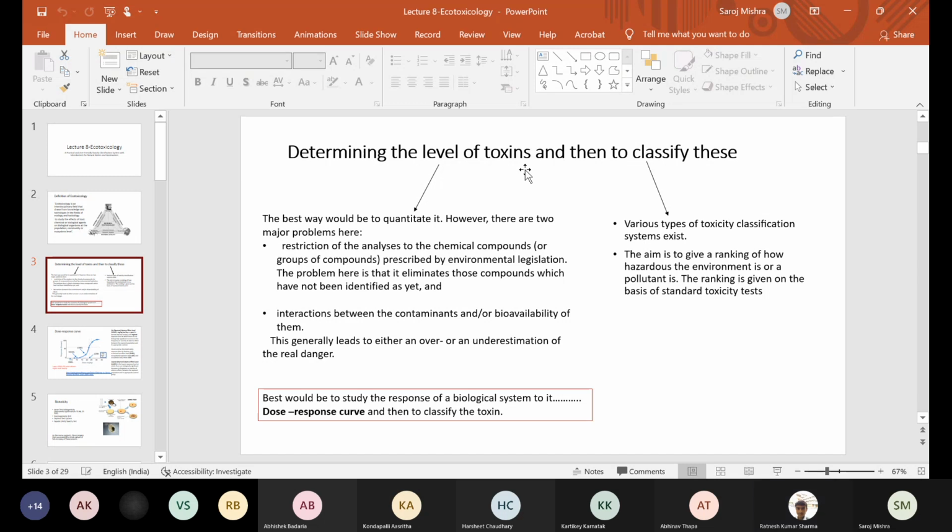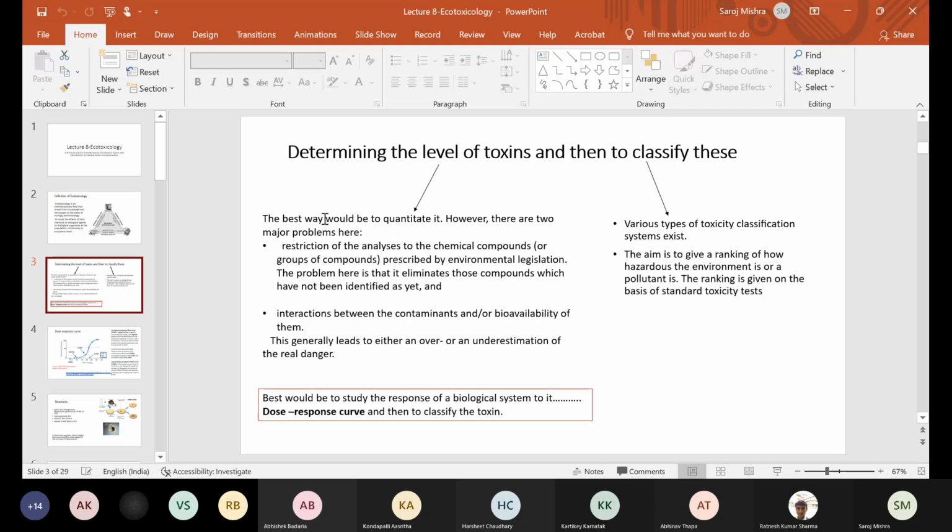Yes, ma'am. Okay, so when you say determine the level of a toxin in the environment, that is, you want to quantitate it, you want to measure it, then the best way would be to quantitate it. Let's say there is a compound A, pseudoephedrine, and I want to know the level of toxin. Maybe I can take that sample and run it through the HPLC, and then I can quantitate. I will know, okay, there is 10 microgram per gram of soil which I have detected.